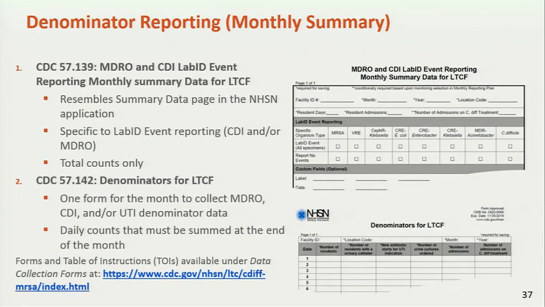These forms are meant to provide you with the data fields for all of the required data that may be needed to enter into the NHSN application. One form is used to collect denominator data for the entire month, okay? And keeping in mind that only aggregate counts from these forms are entered into the NHSN application.